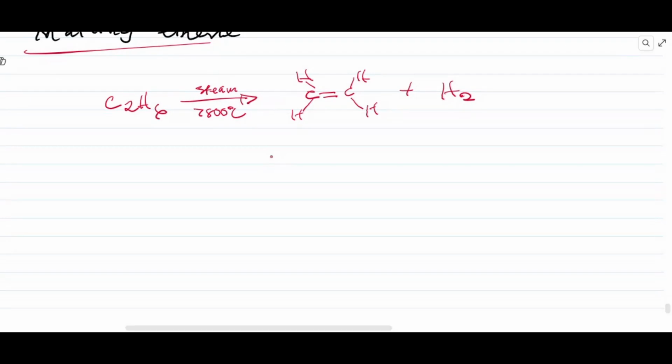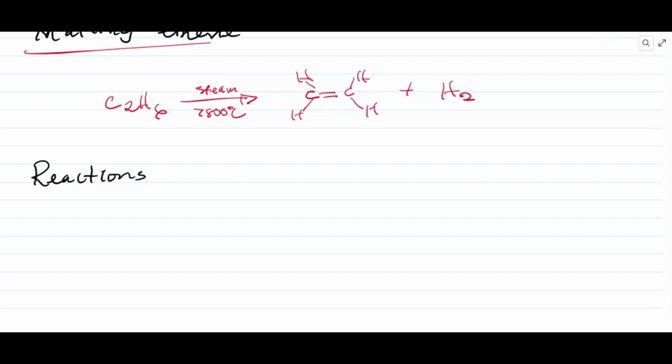Now let's look at reactions of ethene. So we're using ethene because it will represent other homologous series. Remember we said they have similar chemical properties. So it means the reaction of ethene will be similar to how others will react as well. So let's look at the reactions.